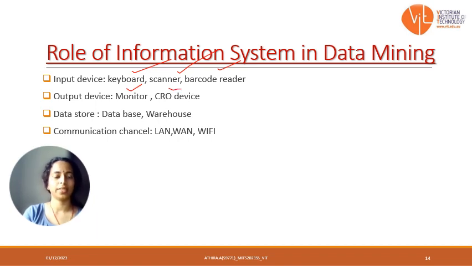Then we want to store the data, so we need a database. These are all information system device parts. The database, the warehouse, all the computers are needed. Then we have input devices and output devices, and we need a communication channel, right? So we need LAN, WAN and Wi-Fi. So the information system is very important in data mining. Without an information system we can't do anything.